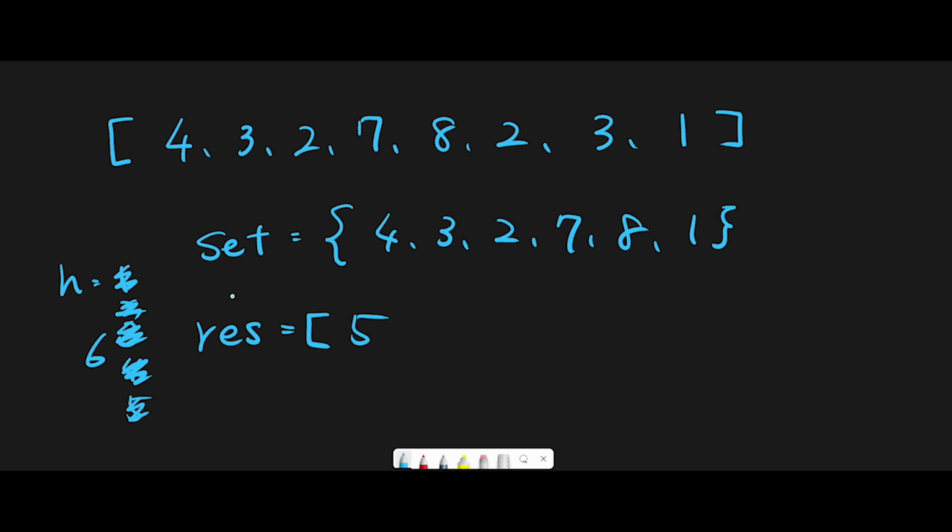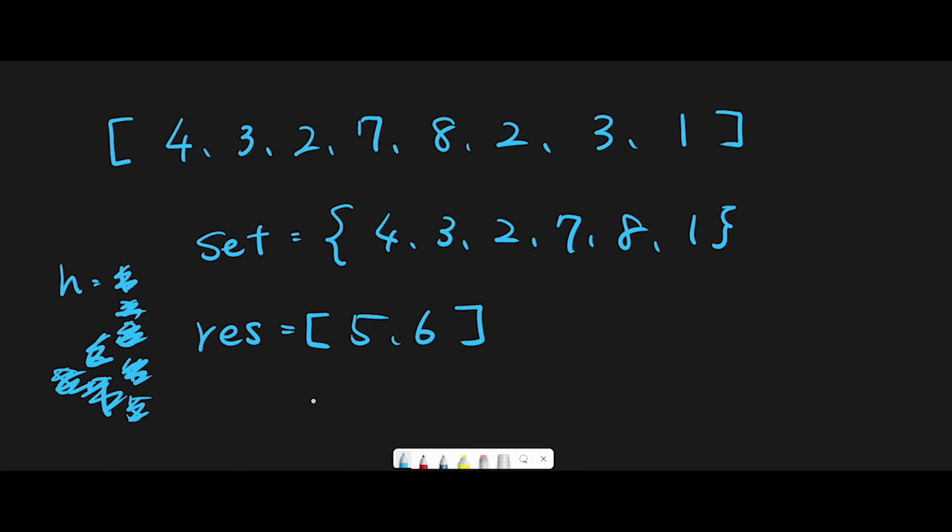And how about 6? We don't have 6, right? So 6 is also a disappeared number. So add 6 to the result variable. And how about 7? We have 7, so 7 is not a target. And 8, we have 8, so 8 is also not a target. So in the end, we just return 5 and 6. Yeah, so that is the basic idea to solve this question.